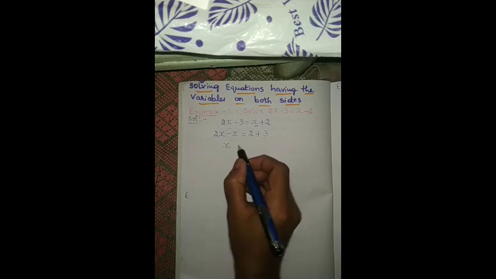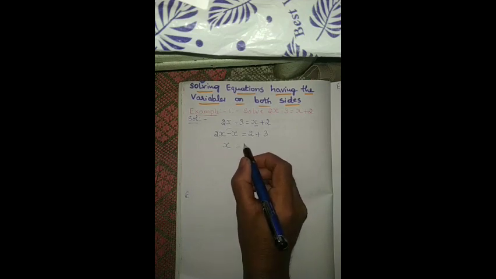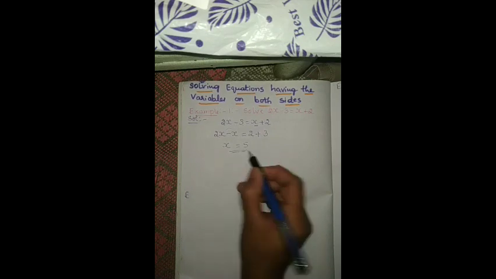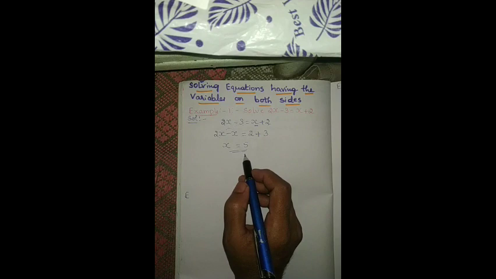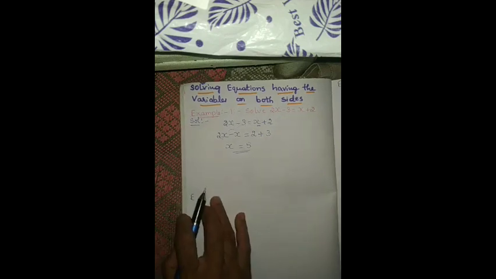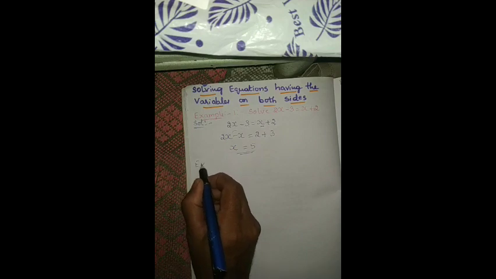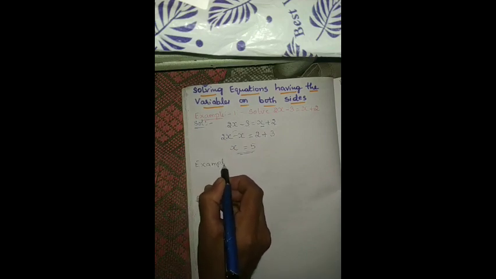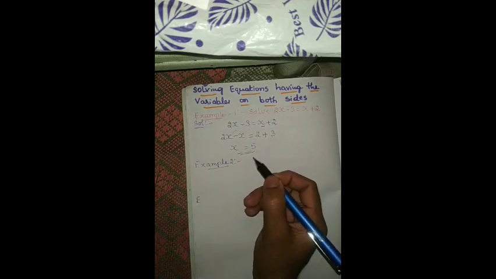Correct, children? Subtracting. And here 2 plus 3, both are having same sign, so it is adding, 2 plus 3, 5. So the value of x is 5. The solution for this equation is 5. Like that, we have to find it out. Okay, now let us take another example. Example 2. Let us take up this.